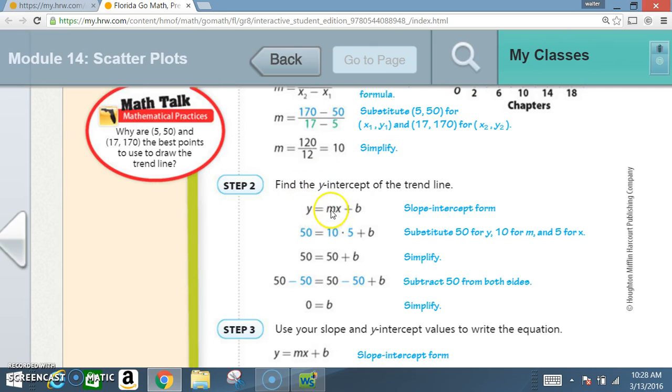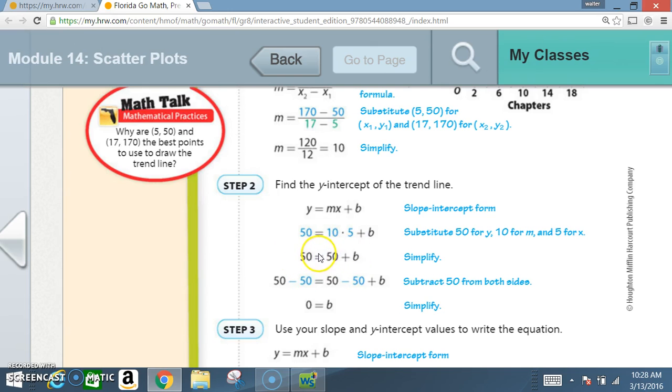So we got y is equal to mx plus b. What's the y value? 50. Is equal to m. We found m to be 10. What's the x value? 5. And we don't know the y-intercept, so we say plus b. So now we get 50 is equal to, what's 10 times 5? 50. Plus b. Now we're going to solve this for b.